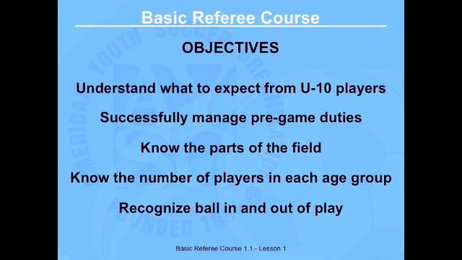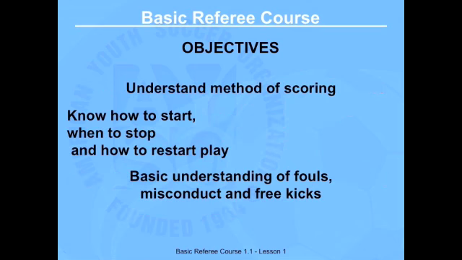Next, know the number of players in each age group. AYSO is designed to play short-sided games. The maximum is 11 players, but for littler kids, we have down to 3 players on the field for the real small kids, U5s. Next is to recognize when the ball is in and out of play. So you'll know that as well.